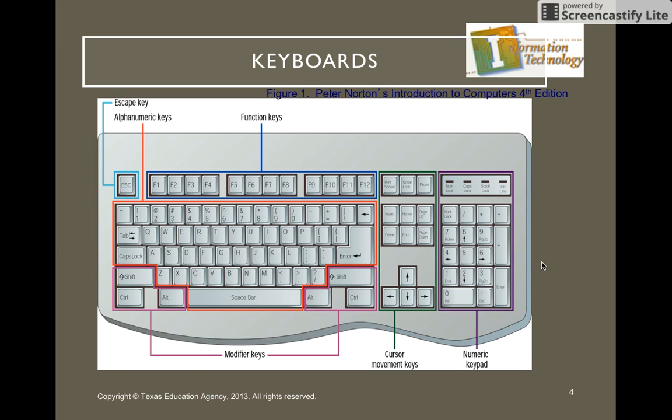Then you have the cursor movement keys. The main ones are those arrows that move up or down. You also have the home button. When you click the home button, it'll take you, for example in Excel, to the top of that. You also have the print screen. When you click your print screen, it would print your screen.